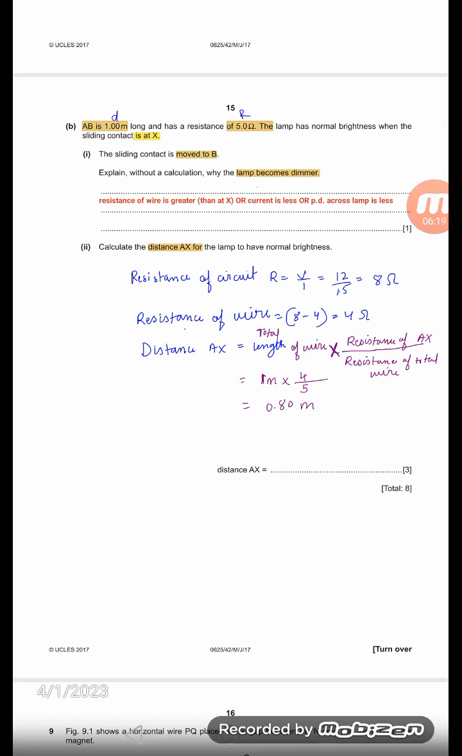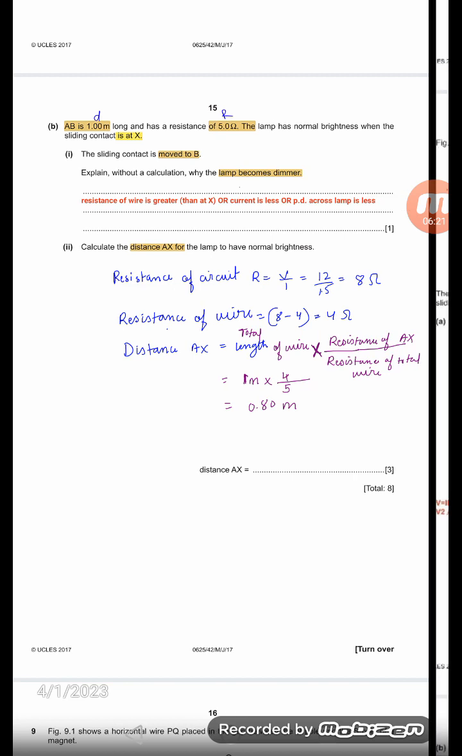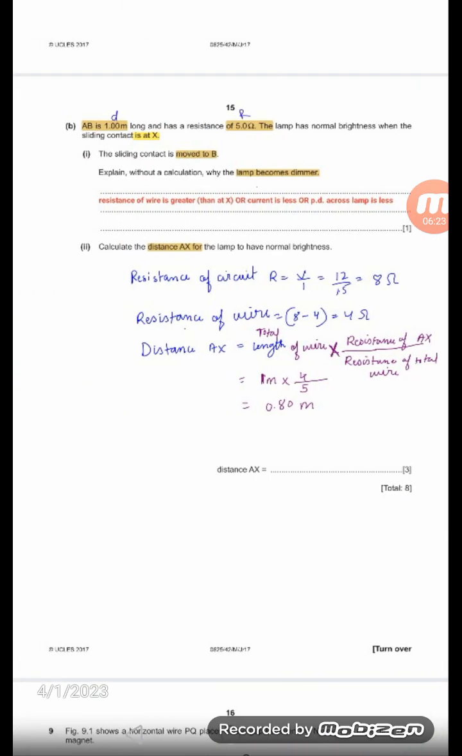Calculate the distance X for the lamp. So you have to calculate now the distance. What is the distance X? To find this, we have one formula. You have to memorize this formula.